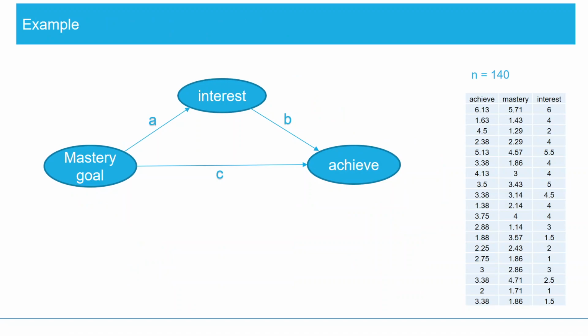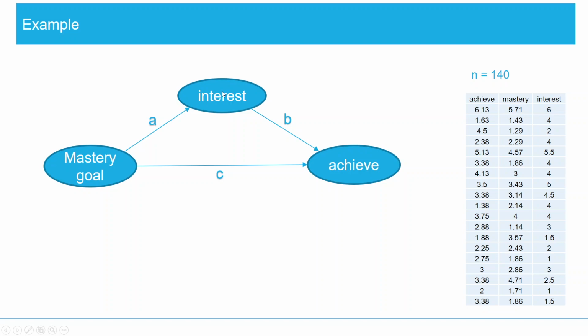In our example, we will consider a dataset containing continuous measures of three variables: student mastery goal, their achievement, and interest. We are testing the effect of mastery goal on achievement, and this relationship is mediated by interest. This is a typical case of simple mediation.